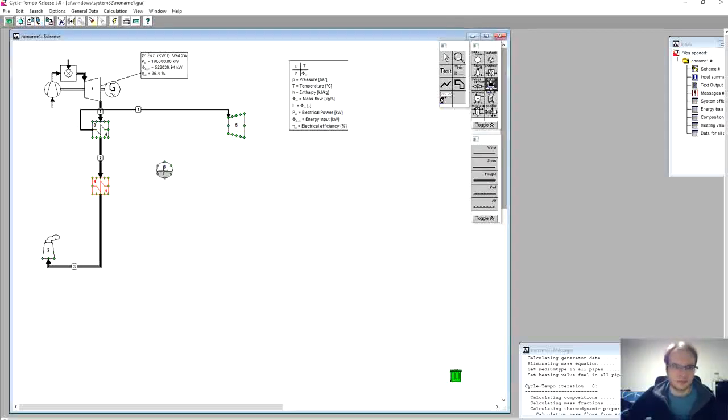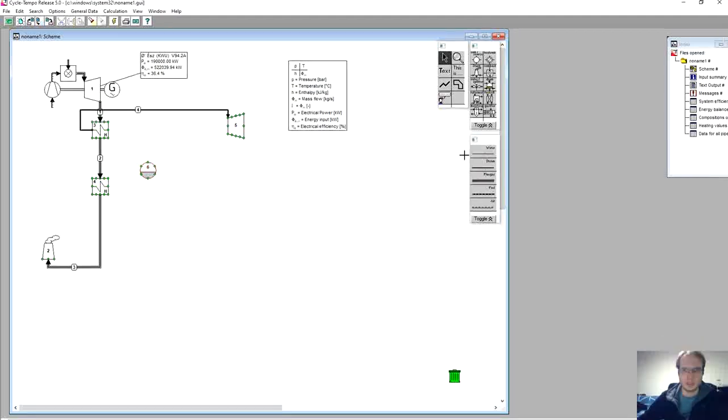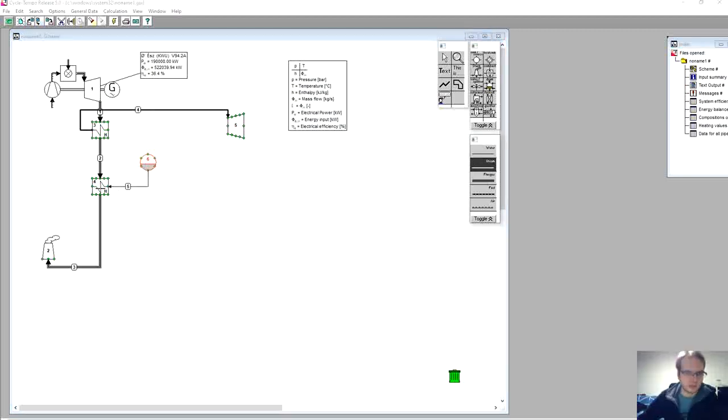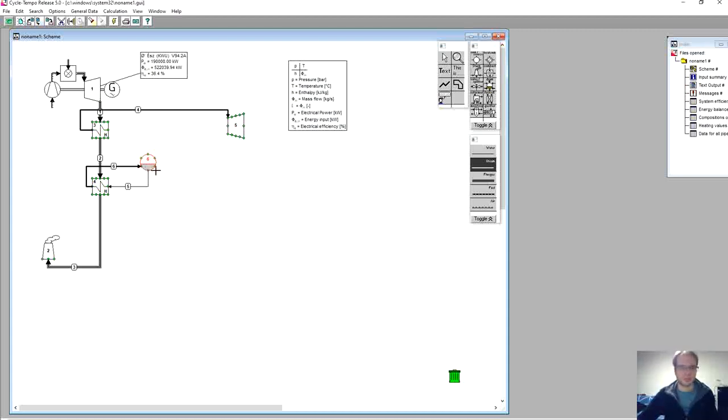the working fluid, the water, between this component and the drum. We will consider a system with natural draft circulation, so there will be no pump between the water outlet of the drum and the inlet of our evaporator. And then the returning steam will be returning back into the drum.